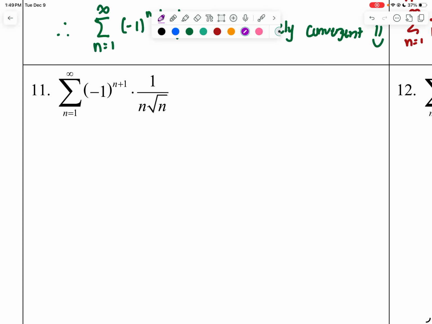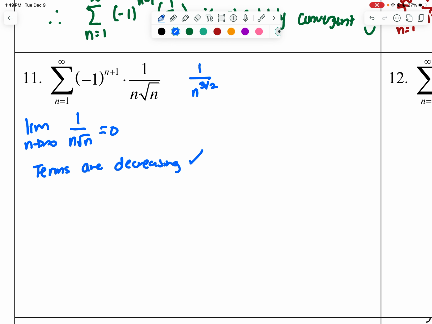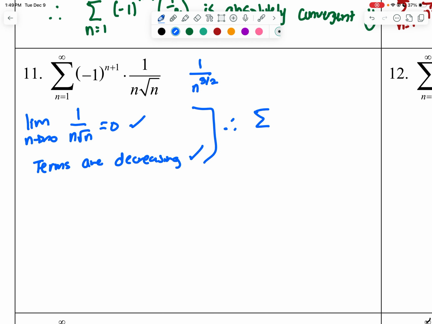All right, number 11. The first thing that I'm going to do is go ahead and take my limit. That's just going to be 0. This right here is going to be 1 over n to the 3 halves. My terms are decreasing. I'm not going to prove it. Terms are decreasing, which means that the original series converges by alternating series test.